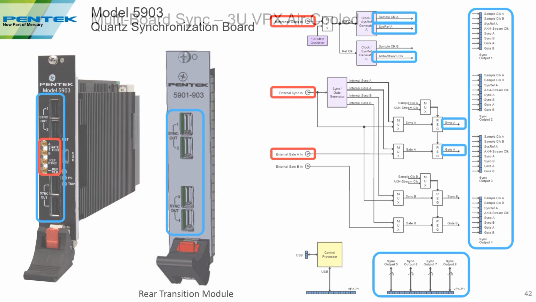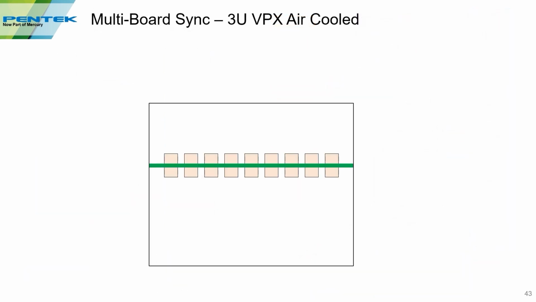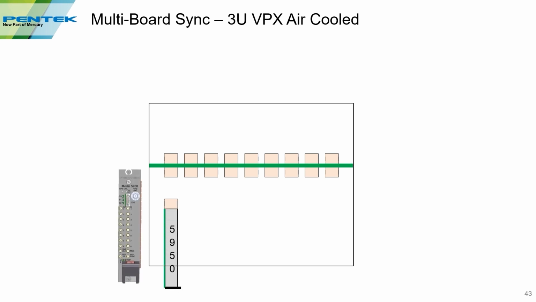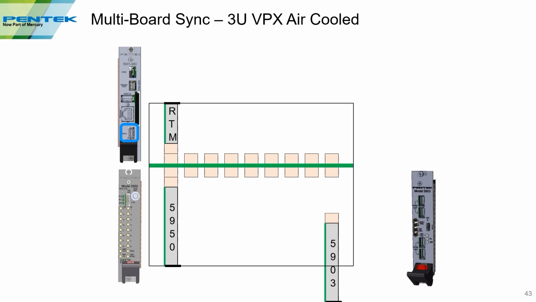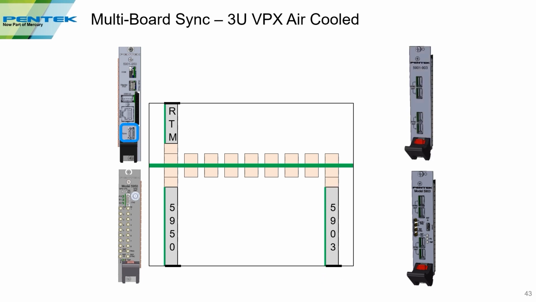So let's take a look how this works in a typical 3U VPX air-cooled chassis. The first thing is you have the 5950. This is the RFSoC. We'll plug that in. There's the rear transition module. We'll plug that in. And again, the reason why the rear transition module is important is the sync connector is on the back. Then we plug in the 5903. That's our synchronization board. And we plug in its associated rear transition module. With that all installed, you can see the sync connectors on the back on the rear transition module. We can use a cable to connect the sync board into the 5950.